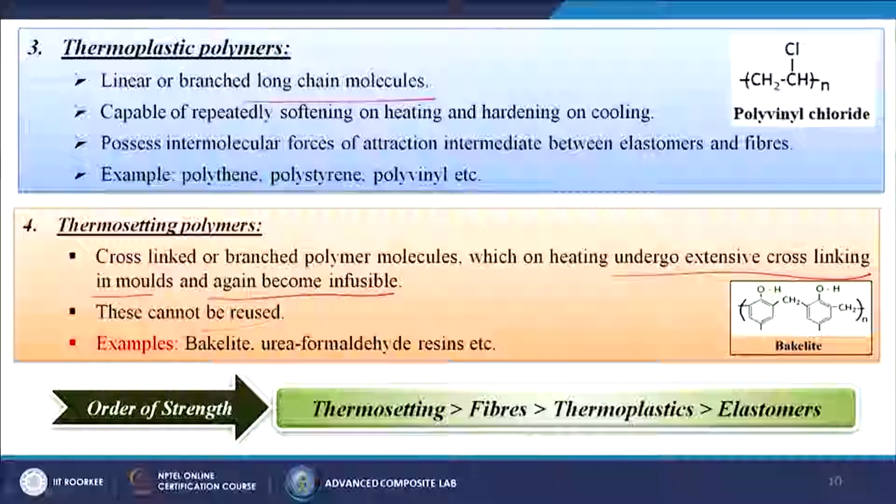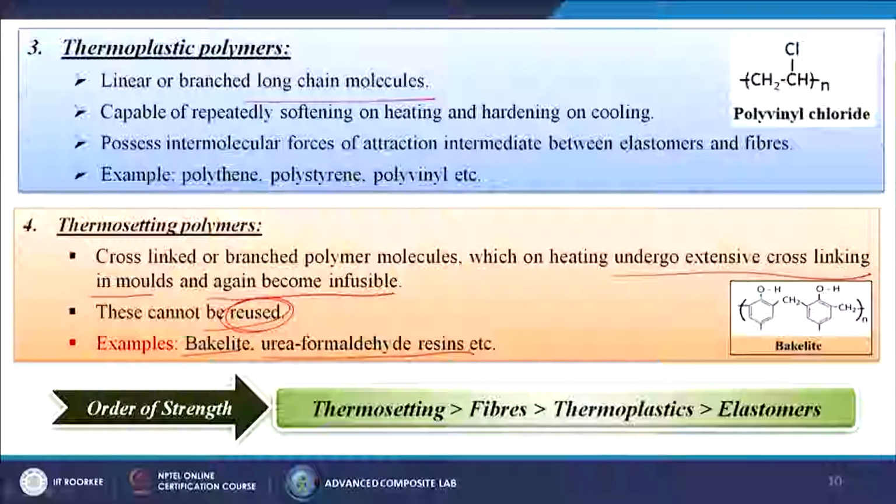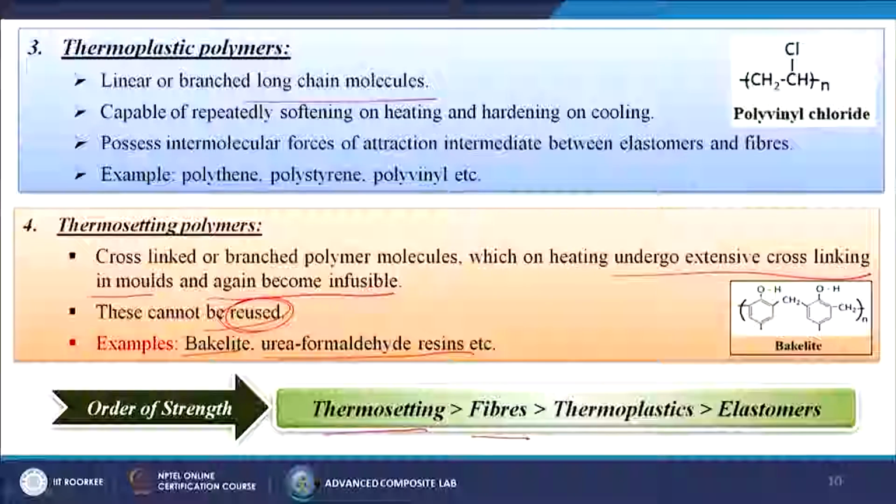These cannot be reused. That is the vital point for the thermosetting polymers. So, what are the examples? Examples like bakelite, urea formaldehyde resins, etc. So, generally if we see the whole order of strength of these kinds of materials, first thermosetting, then after that fibers, and then after that thermoplastics, and last is the elastomers from the strength point of view.